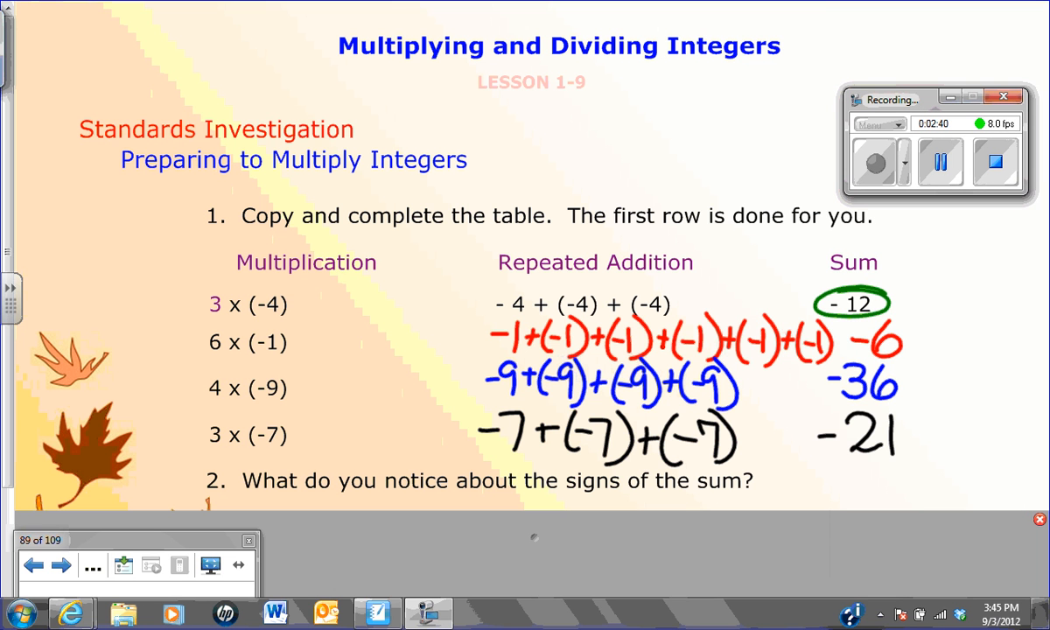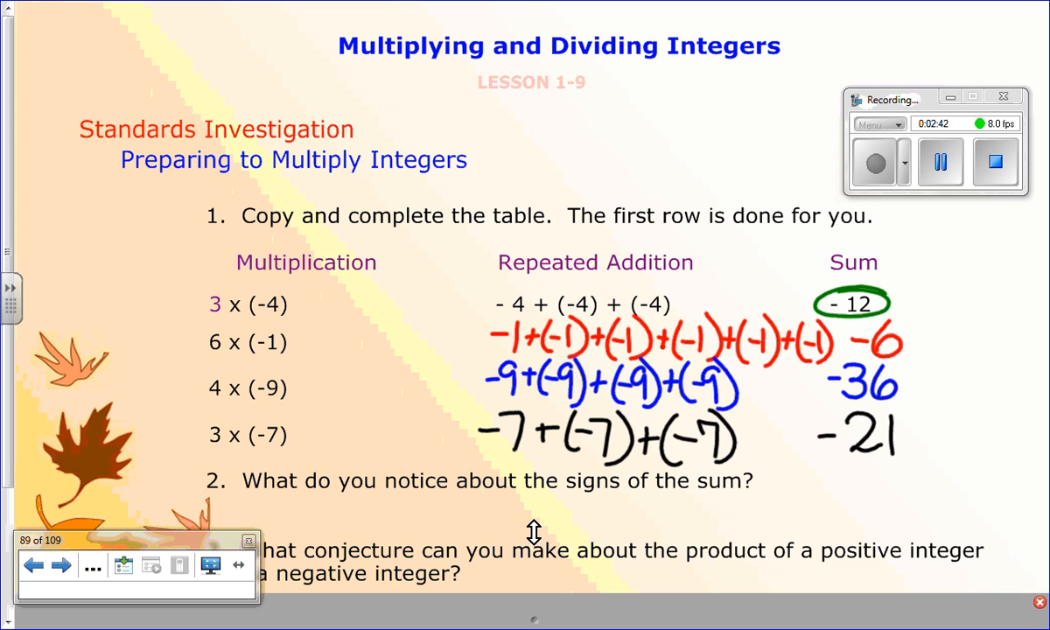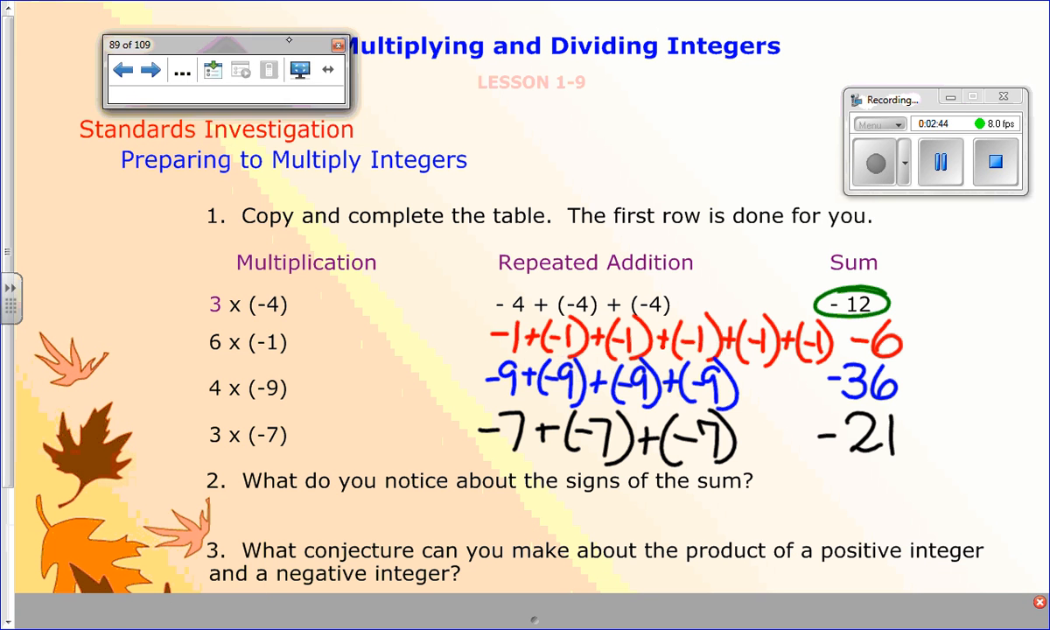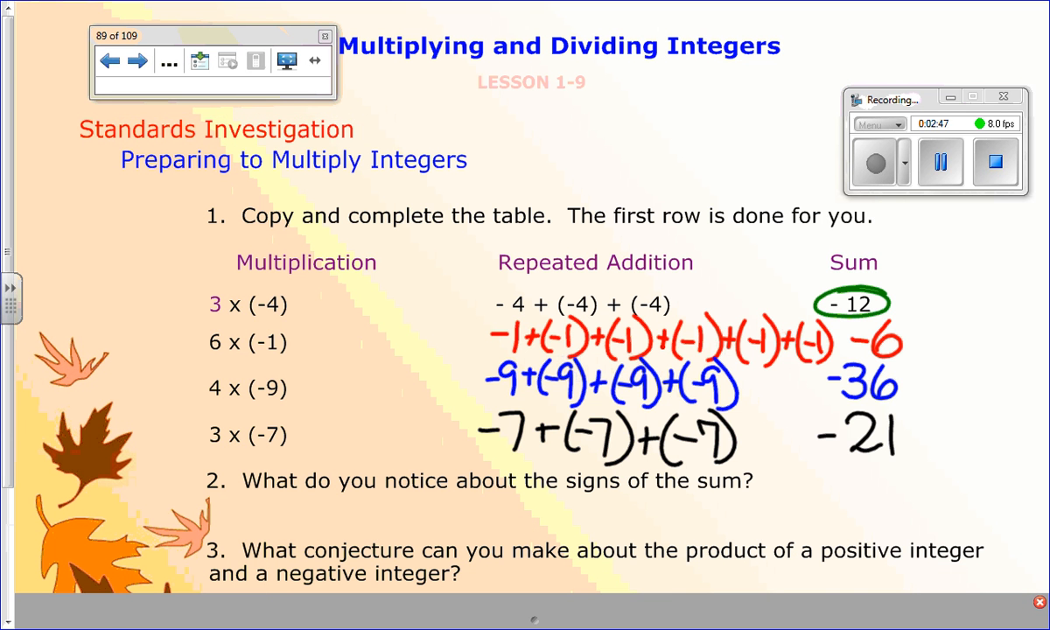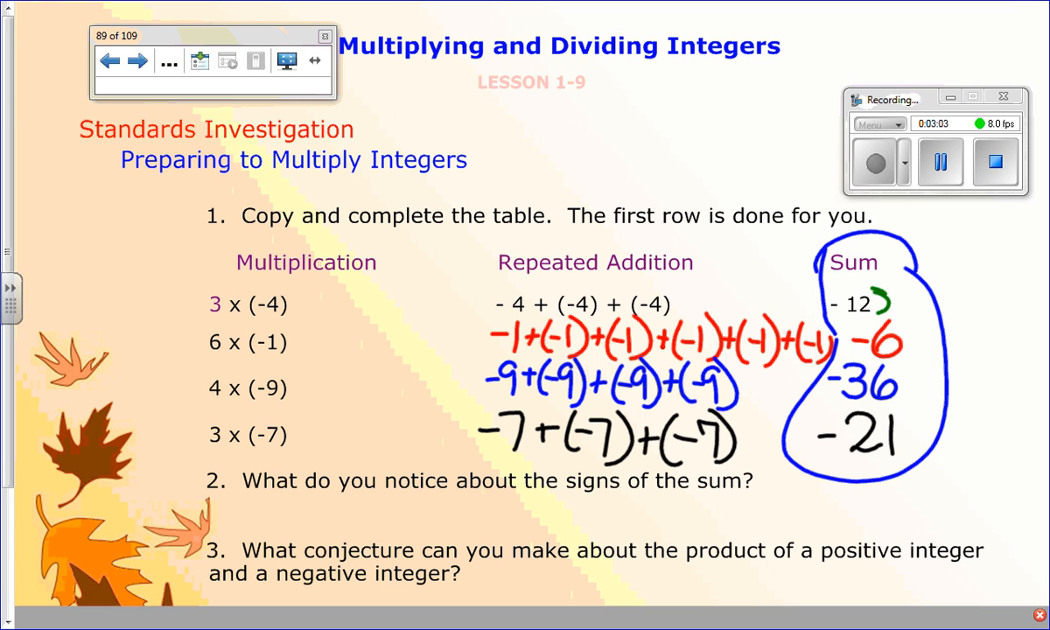Now, number 2 and 3, I have a little bit of information that I want you to do first. What do you notice about the signs of the sum? So this column here. All right, so what do you notice about all those numbers? I want you to write that down for number 2. And then number 3, what conjecture or conclusion can you draw about making the product of a positive number times a negative number? Go ahead and write those down now.